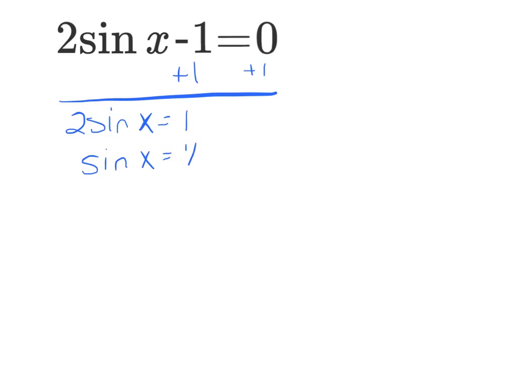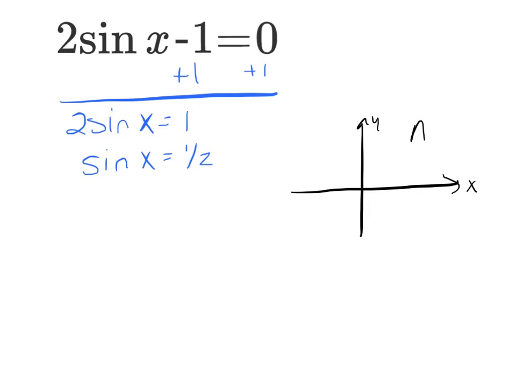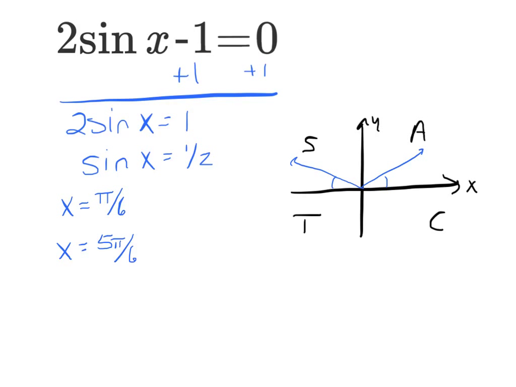So we get sine x equals 1/2. Now we know the reference angle should be pi over 6, and that sine is positive in the first and second quadrants. So in the first quadrant, our angle is pi over 6. Right, that's pi over 6 here. And in the second quadrant, we know that should be 5 pi over 6.